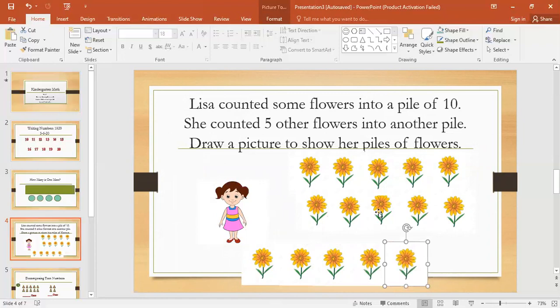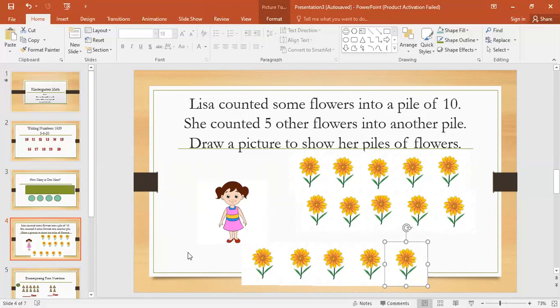So I have pile number 1 right here with 10 flowers, and I have pile number 2 right here with how many flowers? With 5 flowers. So what I would like you to do in a new page in your composition book is draw Lisa, and draw Lisa's pile of 10 flowers and Lisa's pile of 5 flowers. Take a few minutes. You can pause this video and complete that activity, and then we'll keep going.